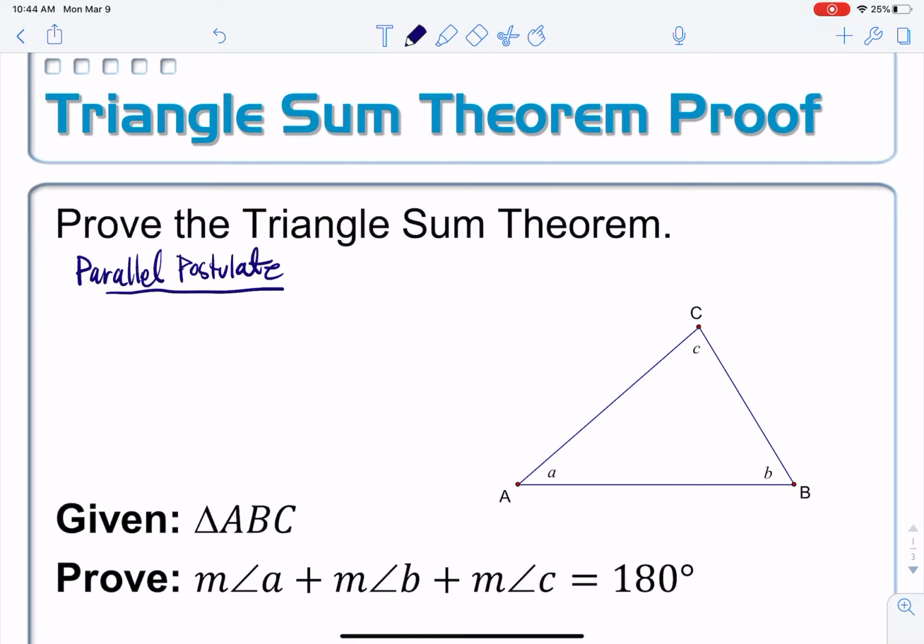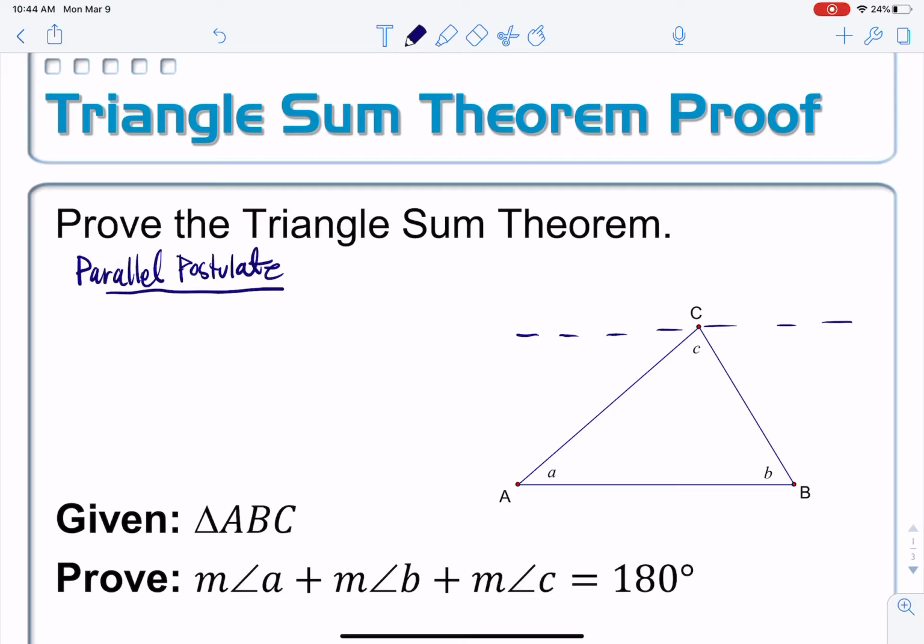Well, one thing that we know measures 180 degrees would be a straight angle or a straight line. And that's what I want to do, add an extra line to this picture. And the line that I'm going to add is going to go through point C, and it's going to be parallel to this base that's down here. And I've got a postulate that tells me that I can draw one of these in here. One and only one. And that's the key to this proof, that we have to add in a line that goes through point C.